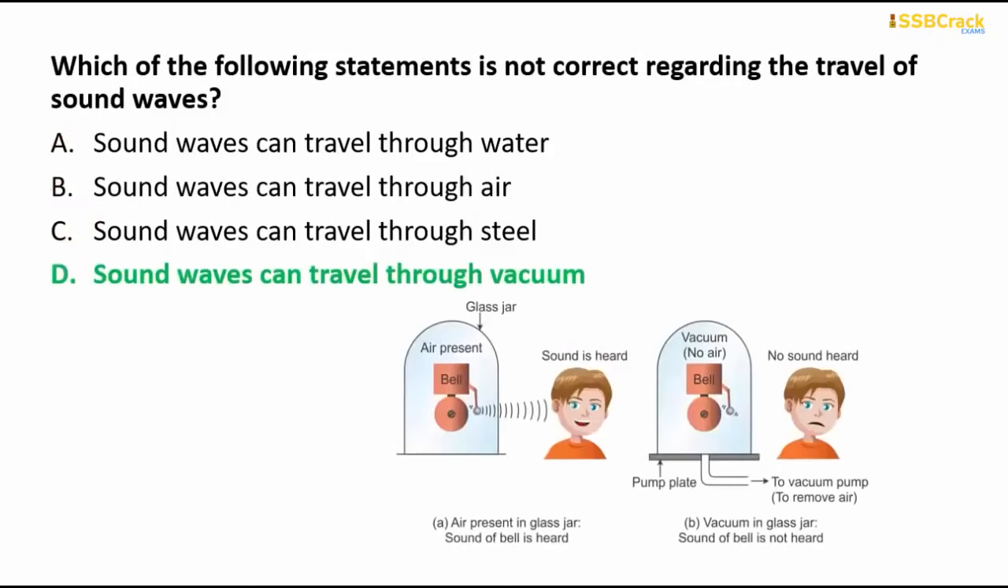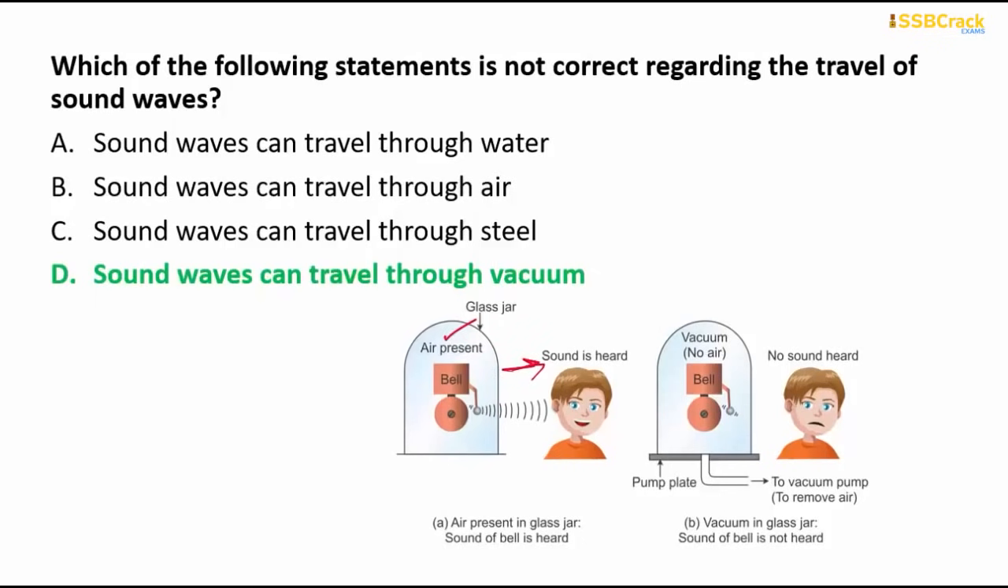How can we prove that? We can consider a very simple experiment. If you remember, this experiment was in our textbooks in our school days. You can take an electric bell and keep it inside an inverted glass jar. If the bell is rung while air is present inside, you can clearly hear the sound of the bell.